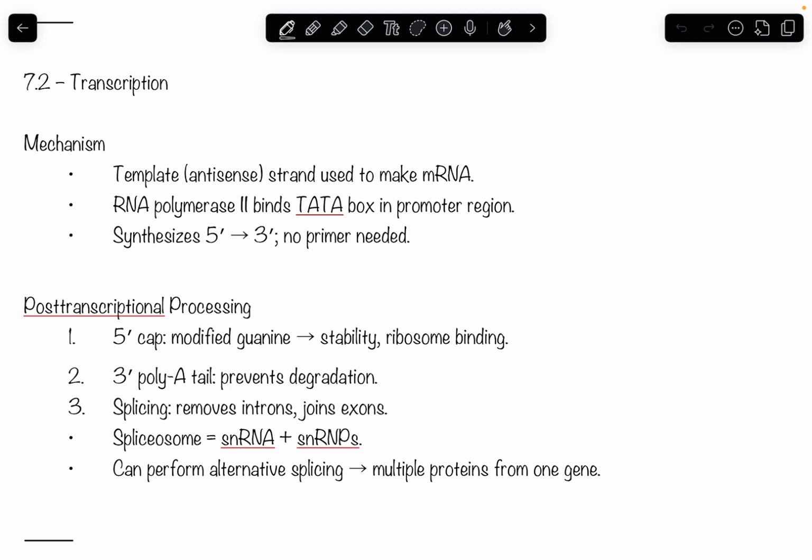Well, we have a template strand that we then use to make mRNA. So remember when we're doing this, we have something called a template strand and a coding strand, and your template strand makes the coding strand, aka your template strand codes for the coding strand. Okay. So that's used to make your mRNA. Then we have RNA polymerase that binds to the TATA box in the promoter region.